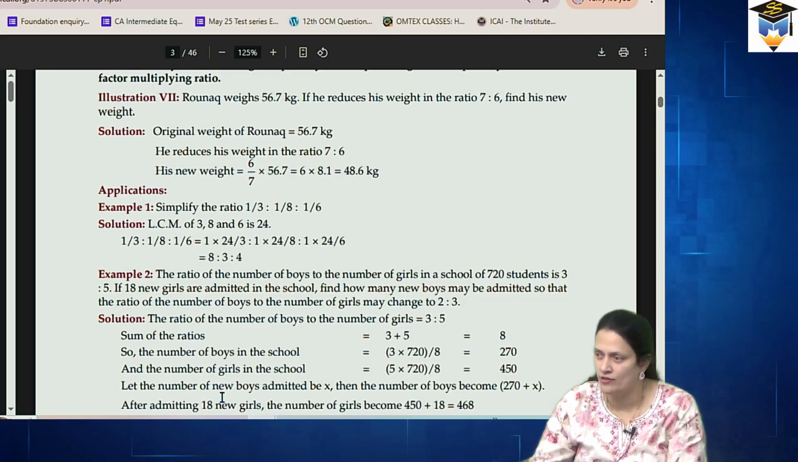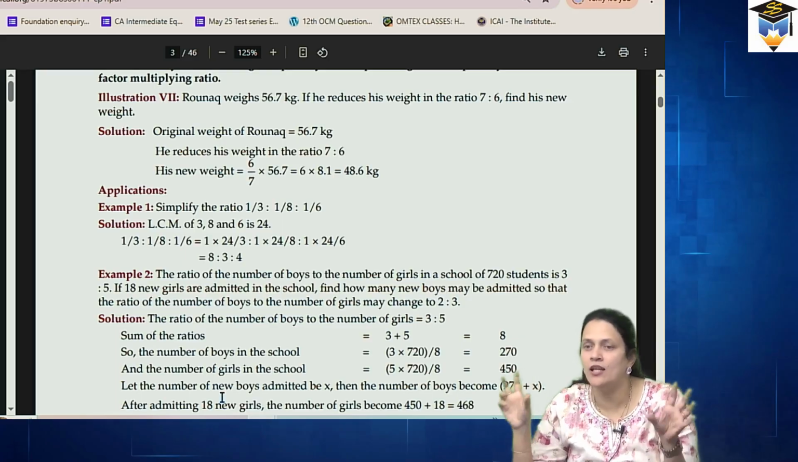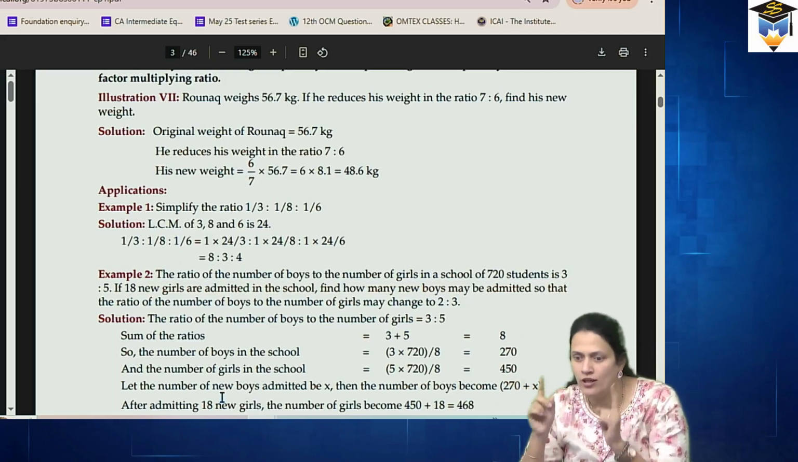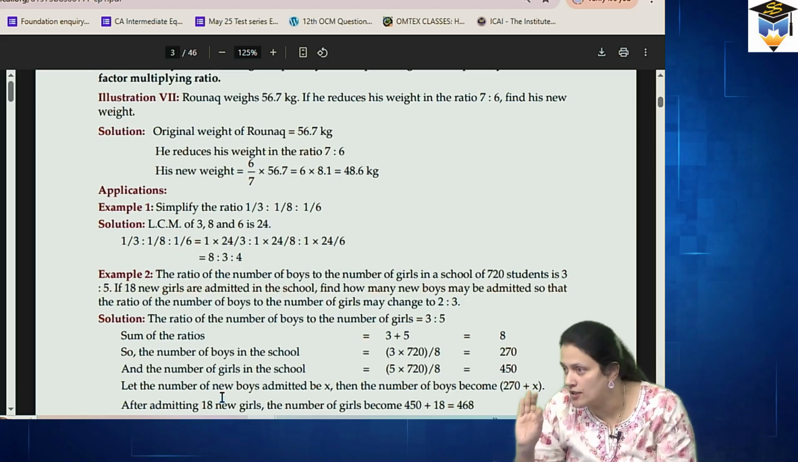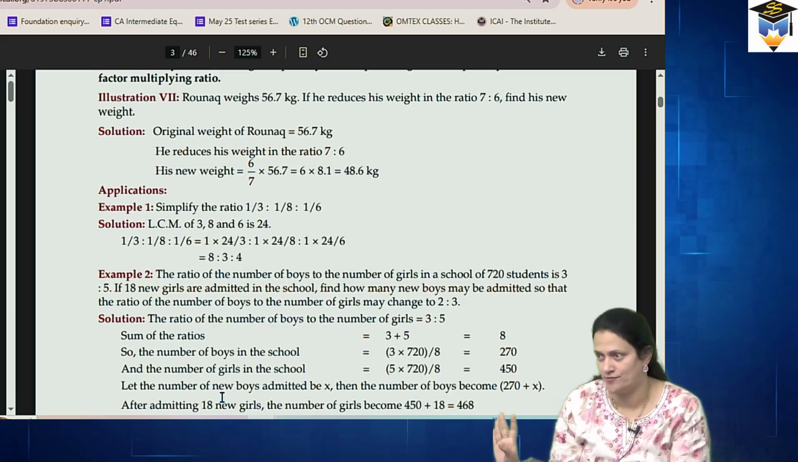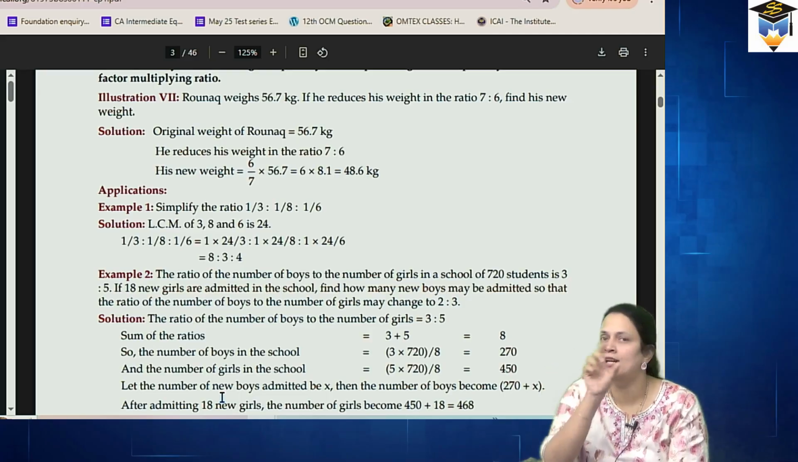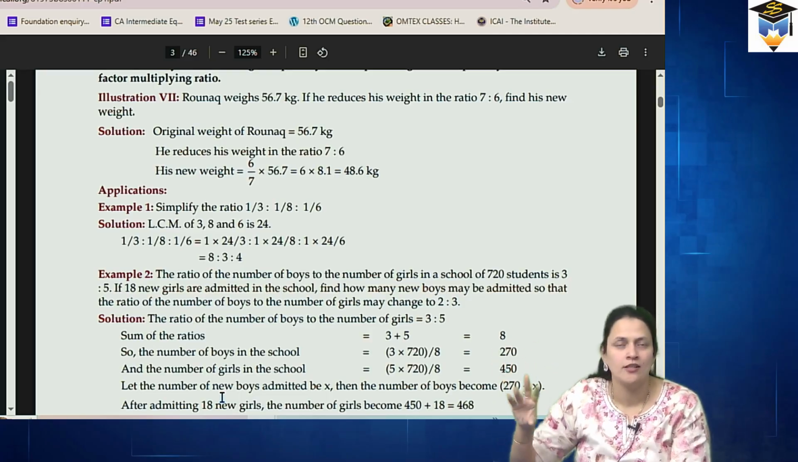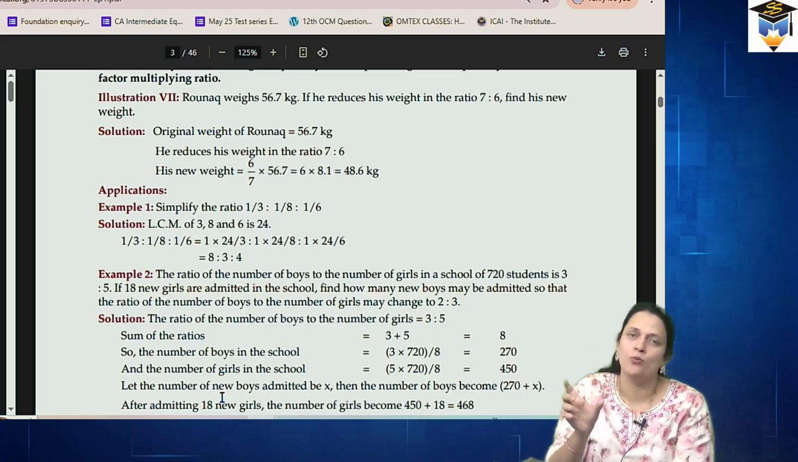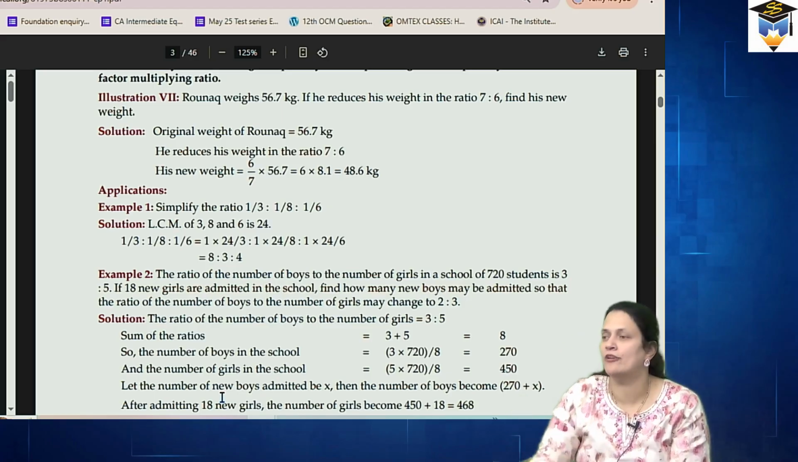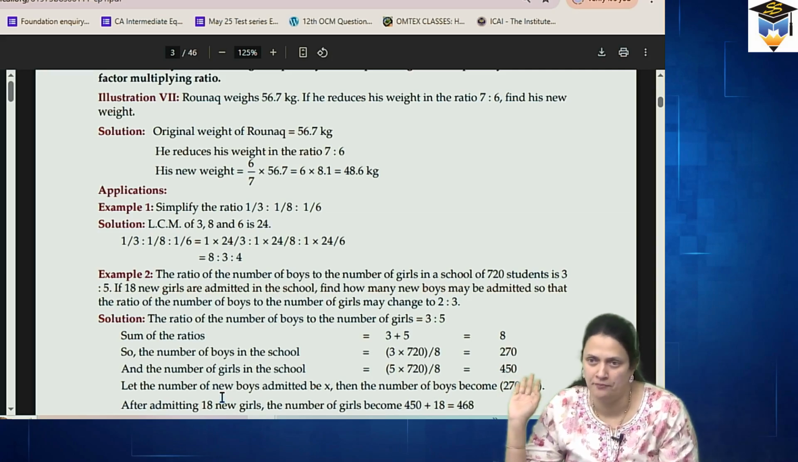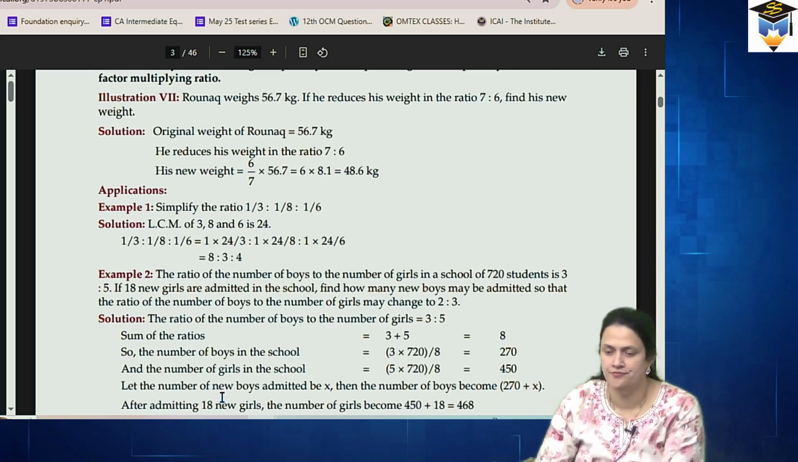Same way. So whenever there are three quantities in ratio, always simplify by this method, otherwise you will get confused. Find out the LCM of all the denominators, convert it to the common denominator, that will give you the ratio in the lowest form. Understood?